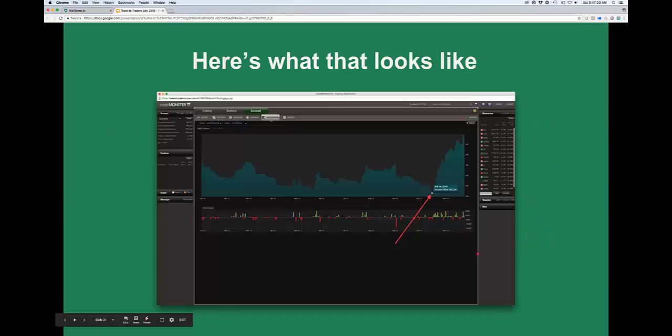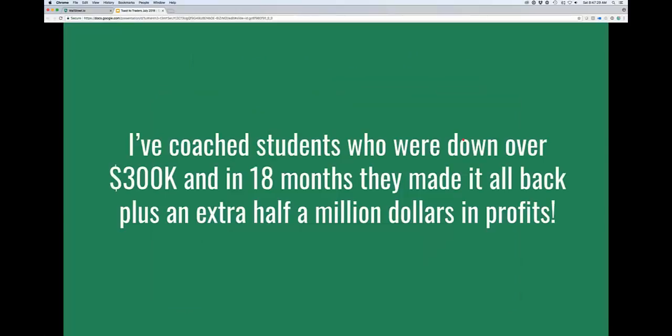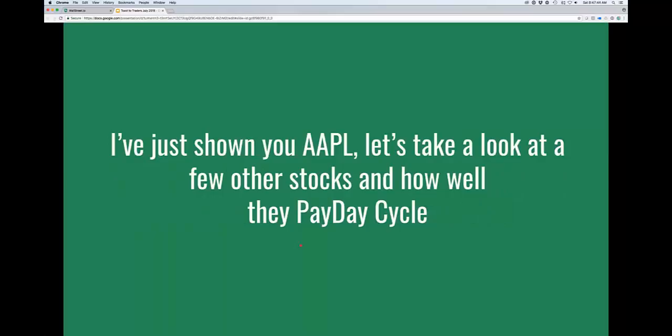Okay, so what does a breakthrough in a profitability curve look like? This is exactly what it looks like. The profitability curve is flat, and then you have a breakthrough. I coached a student once. He was down over 300 grand, and in 18 months he made it all back plus about $500,000 in profits. I checked in on him about a year and a half later, and he was up almost $2 million, which was pretty cool. And again, using mostly MACD and payday cycles.